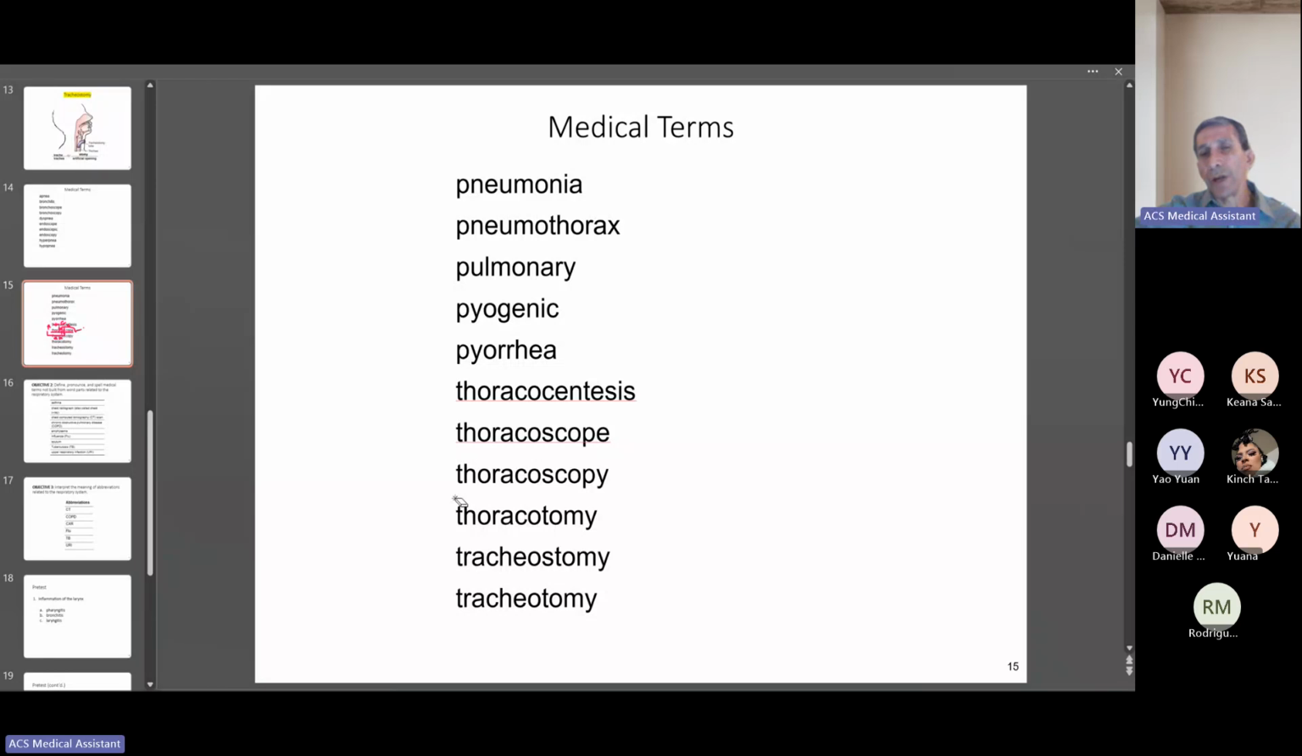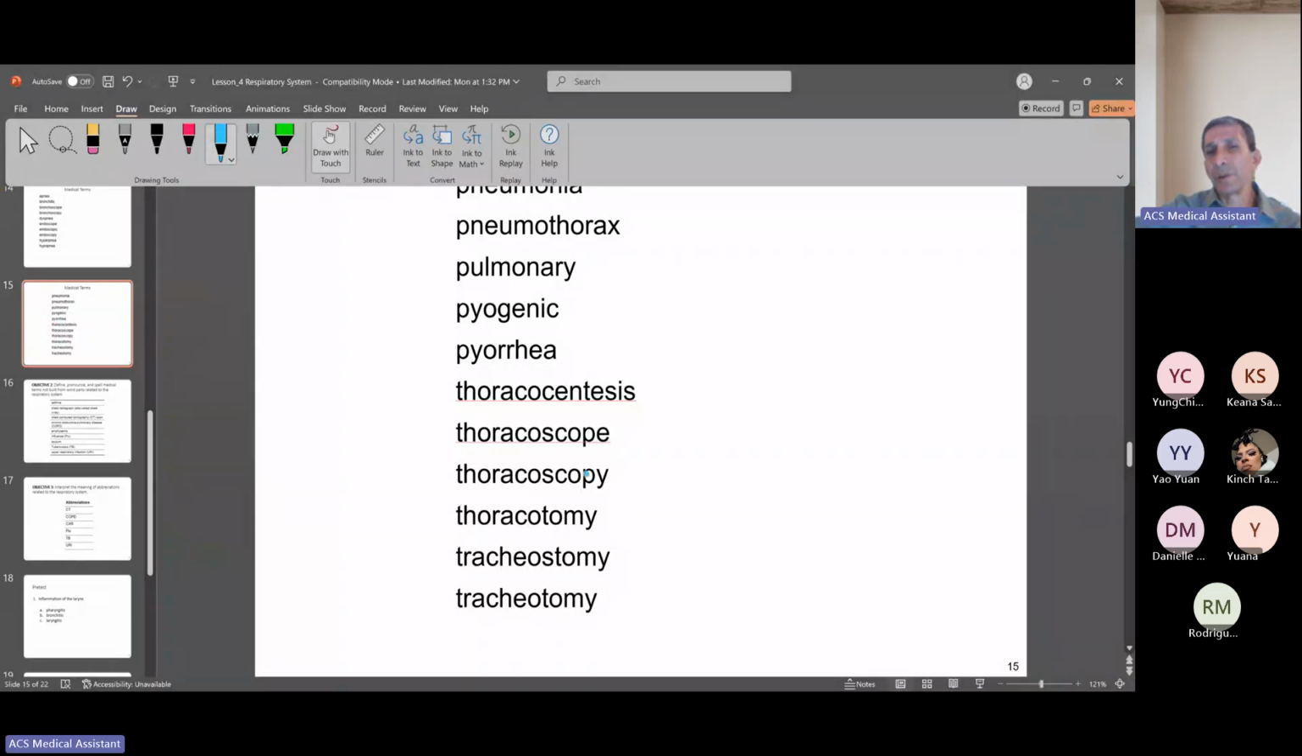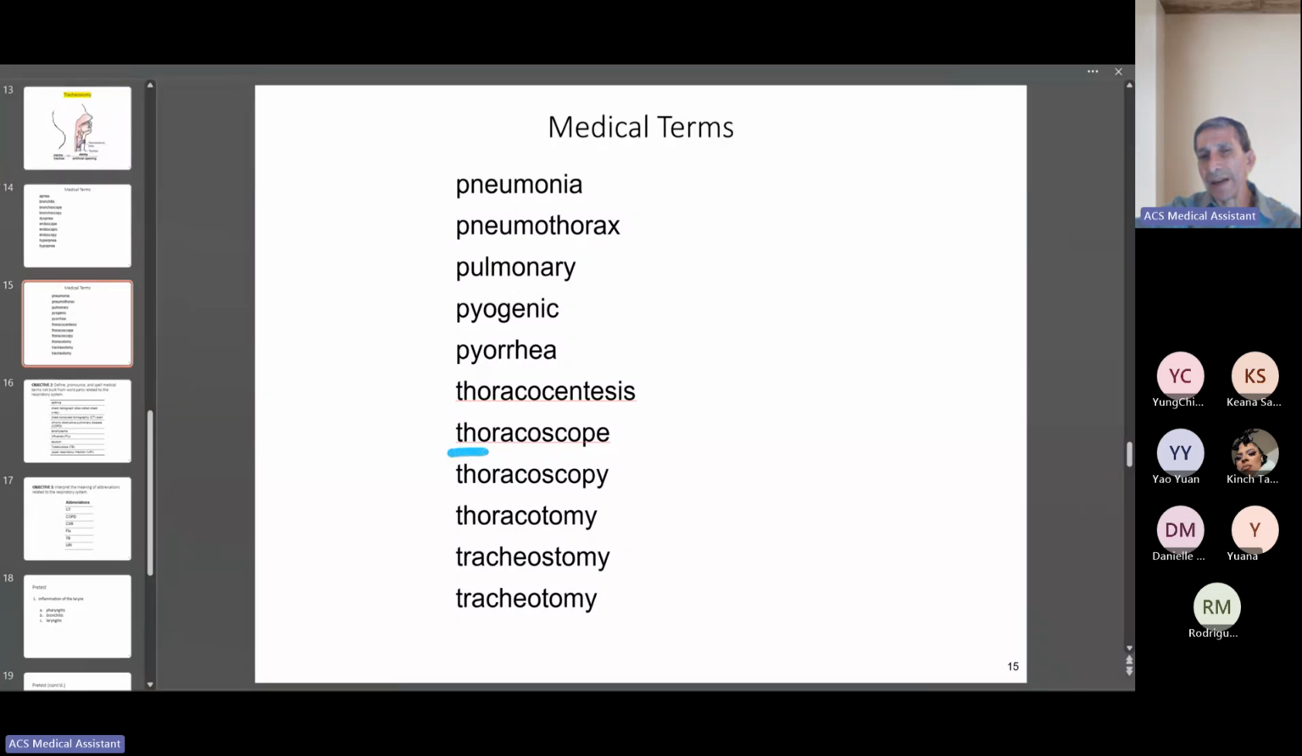Now, thoracoscopy. Remember, we always put these together because we want to make sure that you do not mix scope, scopy, and scopic. We don't have it here, but these are very important because these are more commonly used. Scopic, we don't use that except for asking you a question. But scopy is used commonly, scope and scopy. Your stethoscope, your microscope.